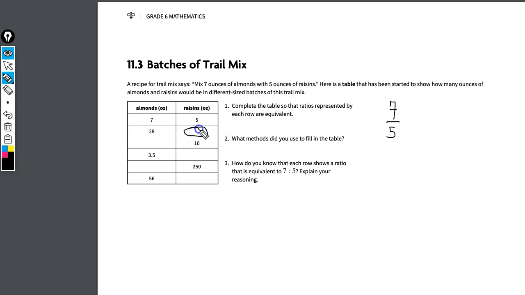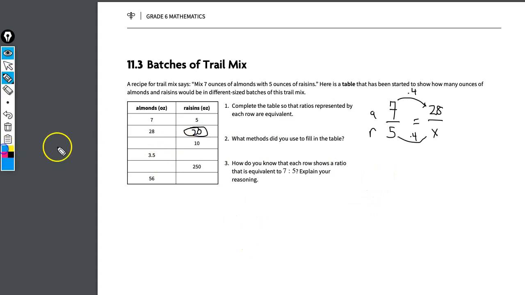If I want to find this, remember almonds are on top, so I'm going to put A down here and R down here, so it's like a pirate, R. So my almonds are at 28, so it'll go up here. And then my raisins are down here, so I'll put X. So I can do cross products here, or I can just think, what do I do to get from here to here? Well, it's 7 times 4, right? Do that same multiplication here. 5 times 4 is 20. That's where that number comes in.